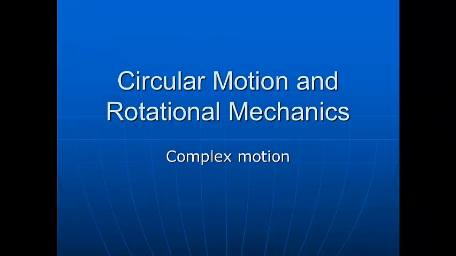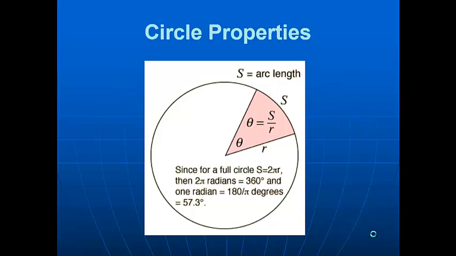We're now starting a unit on circular motion. When you look at a circle, you can discuss several factors about the circle, and the most important one is the distance. If you have an object around about here, it travels a certain distance around the circle, which is described as the arc length mathematically.